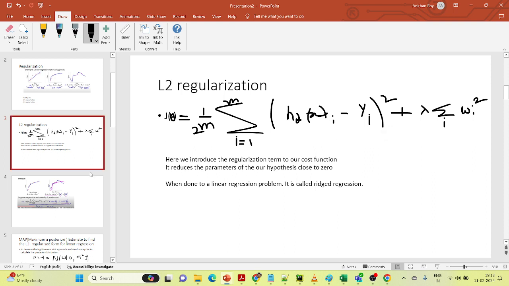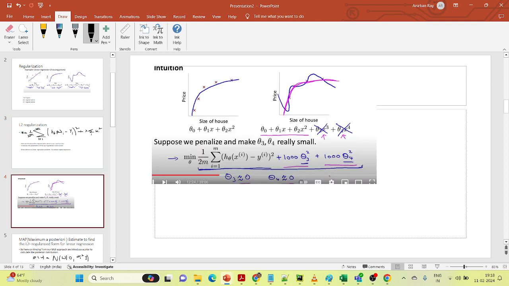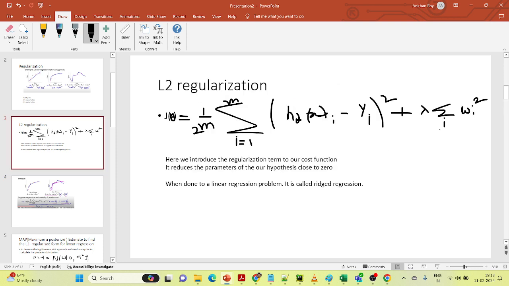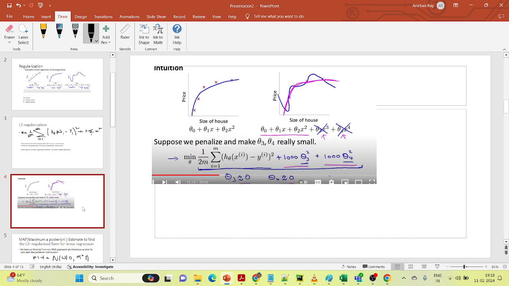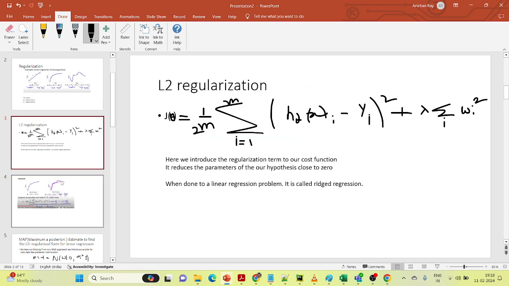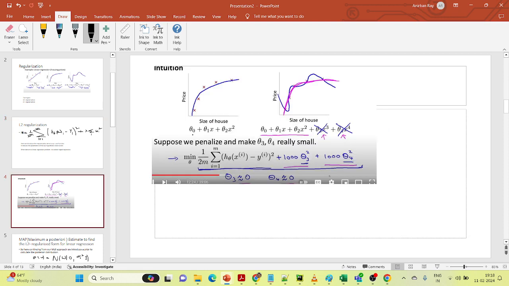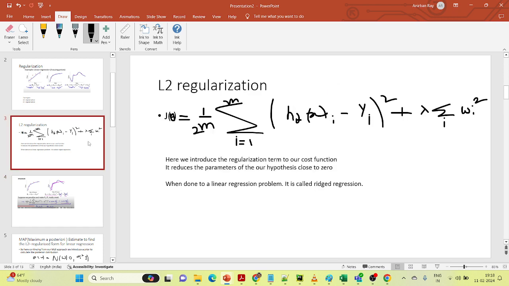Suppose, in this case, this x and x squared are important, so they will not be reduced here, or maybe very little reduced, as you can understand. And here, as you can see, theta 0 is always important, so it will not be reduced at all.